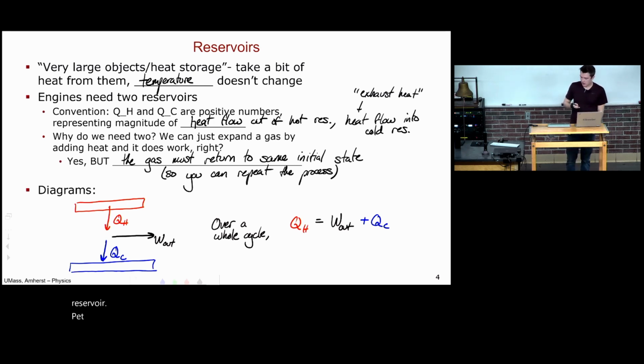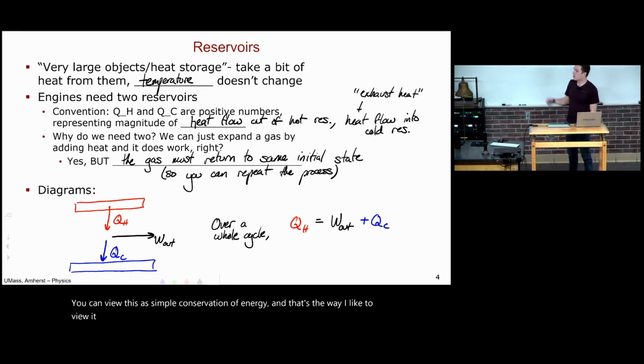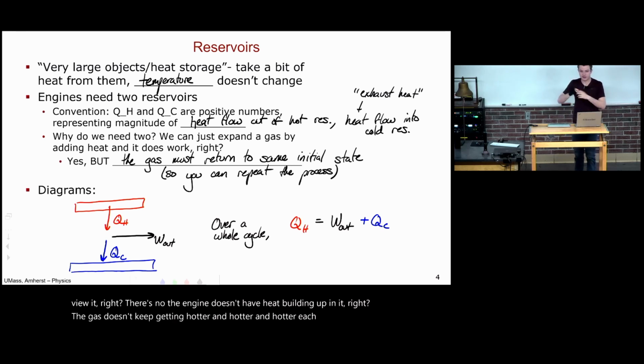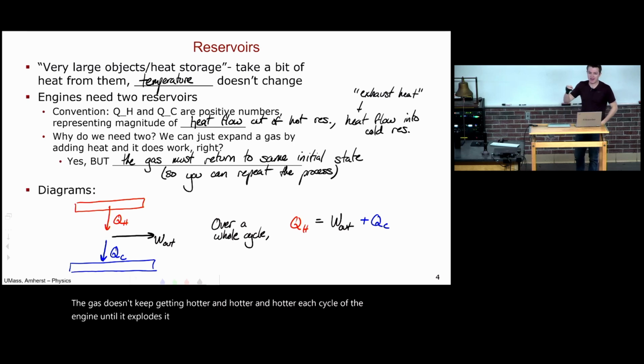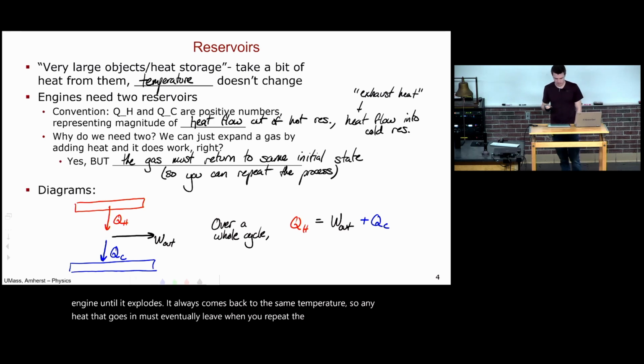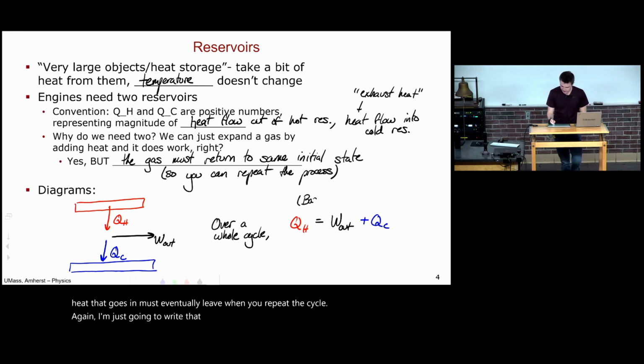Okay. You can view this as simple conservation of energy, and that's the way I like to view it, right? The engine doesn't have heat building up in it, right? The gas doesn't keep getting hotter and hotter and hotter each cycle of the engine until it explodes. It always comes back to the same temperature. So any heat that goes in must eventually leave when you repeat the cycle. And again, I'm just going to write that in parentheses. It's basically just conservation of energy.